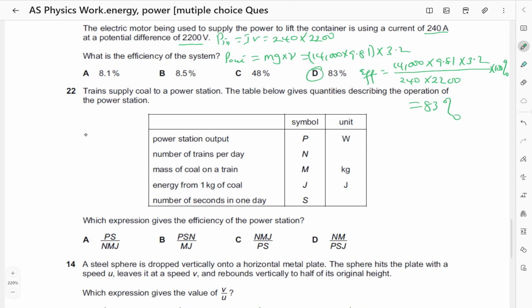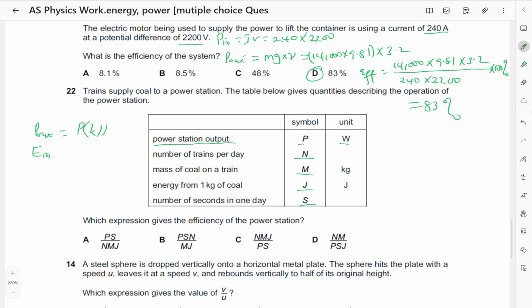Trains supply coal to a power station. The table below gives quantities that describe the operations of the power station. Power station output, symbol is P, unit is watts. So power output is equal to P in watts. Then the number of trains per day is N. Mass of coal on each train is M. Energy from 1 kilogram is J. And the number of seconds in 1 day is S. Okay, that is also easy.